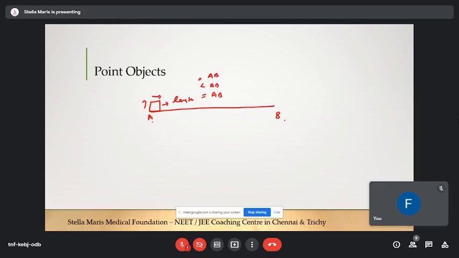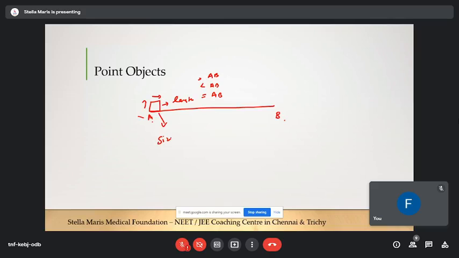So we can call this object a point object. Get it right. There are two conditions to consider an object as a point object. One is it should travel along a straight line. The second condition is the size of the object should be less than the distance it covers.